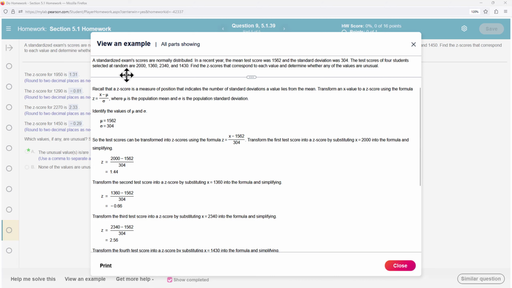Now, this one here, this is chapter 5, section 1, problem 39. And say there at the end, find the z-scores that correspond to the data elements and determine if their values are unusual. So they give us the mean, and they give us the standard deviation, and they give us the four scores. So there's our formula there for finding the z-scores. We have the data element minus the mean divided by the standard deviation. So the mean and standard deviation are given to us here.